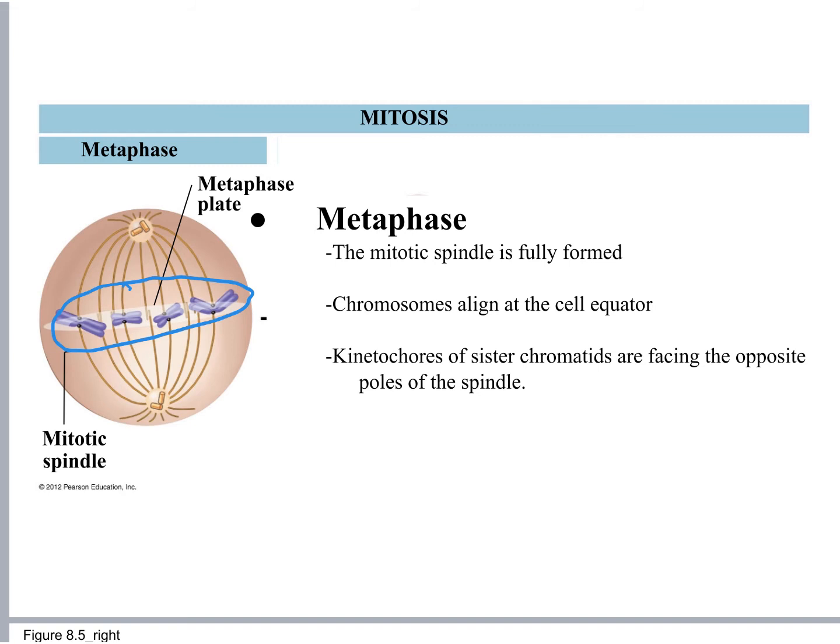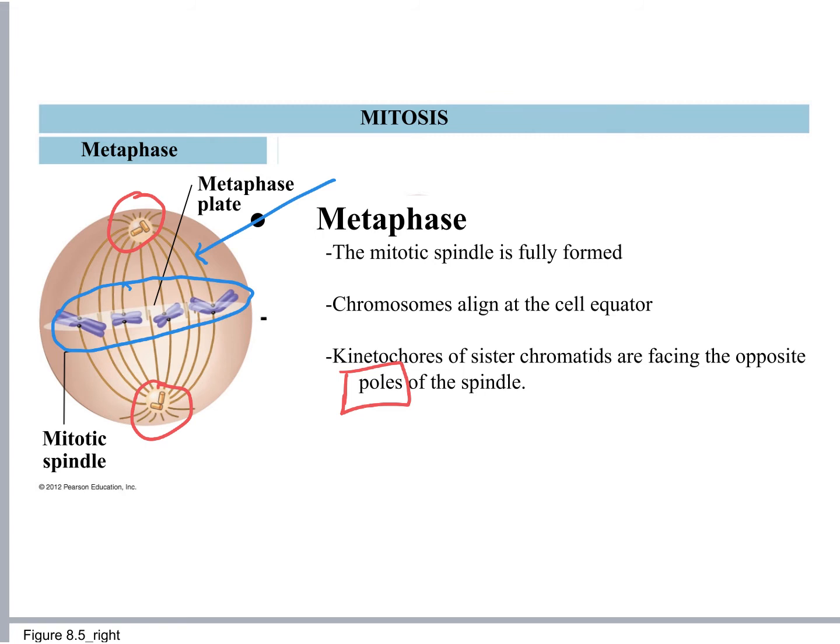Another thing I want you to recognize is look at the positioning of the centrosomes. They're now on completely opposite ends of the cell. Sometimes those ends of the cell are referred to as poles. Think of that like the North Pole and the South Pole. And then let's have a look. Look how much longer those microtubules have gotten.